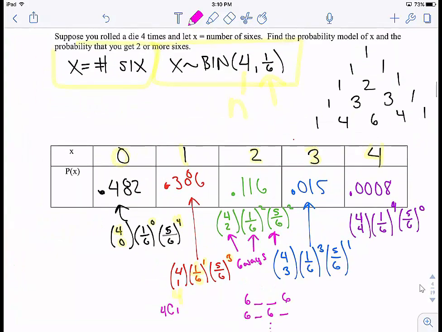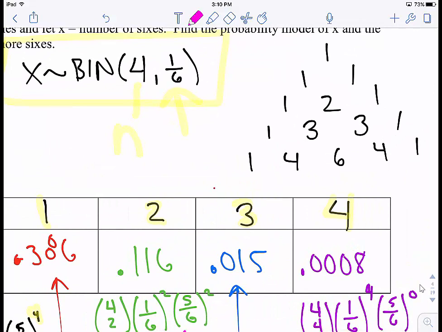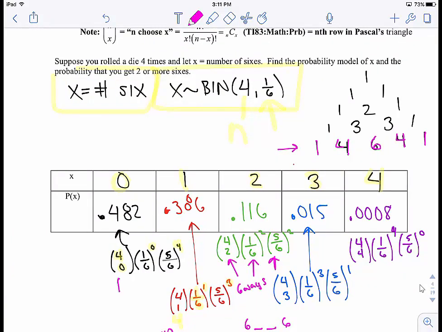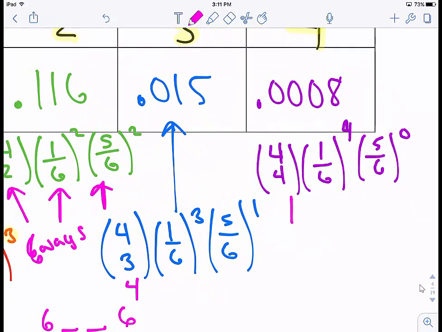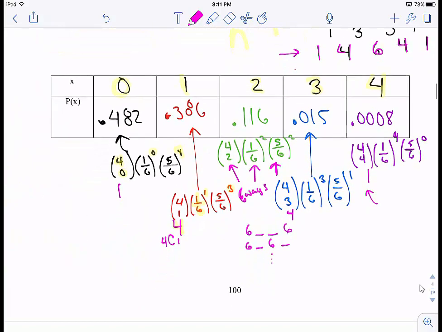So we have 5 possible outcomes, 0, 1, 2, 3, or 4 6s. So we go to the 5th row of Pascal's triangle. And notice these numbers here are the number of ways in which we could get our different combinations of 6s, which I just find fascinating. There's 1, 4, 6, 4, and 1. And I think this last one's easy to think about. How many ways can you pick 4 things if you're picking all 4 of them? Well, 1, you picked all 4 of them.